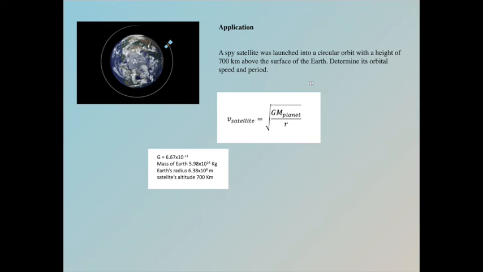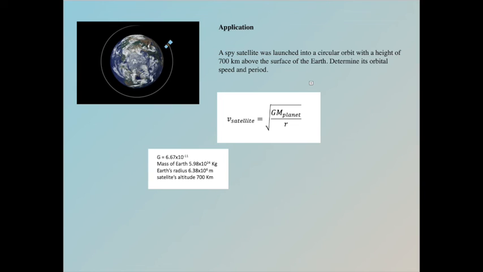We can finish with an application. You can try to find the velocity of a spy satellite that is launched at an altitude of 700 kilometers above the surface of the Earth. You are given the value of capital G, the value of the mass of the Earth, the Earth's radius plus the satellite altitude. Please be a little bit careful that the orbital radius is the distance between the center of the Earth and the satellite.